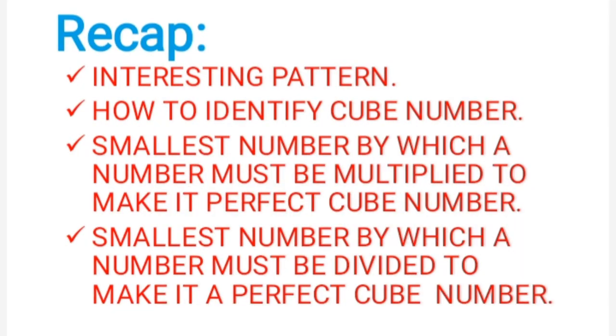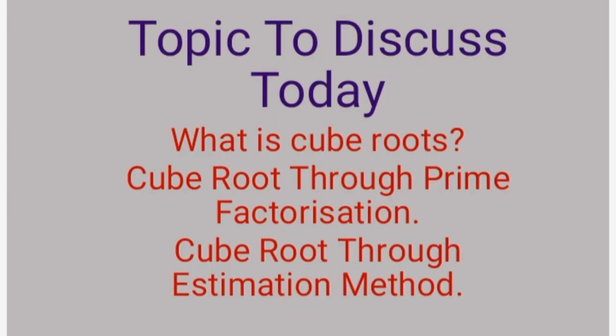Yes. Yesterday we saw an interesting pattern: how to identify a cube number, the smallest number by which a number must be multiplied to make it a perfect cube, and the smallest number by which a number must be divided to make it a perfect cube. And today we are going to learn what is cube root and its method, that is to find out cube root through prime factorization method and estimation method.